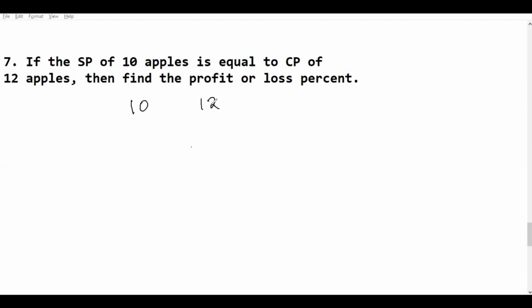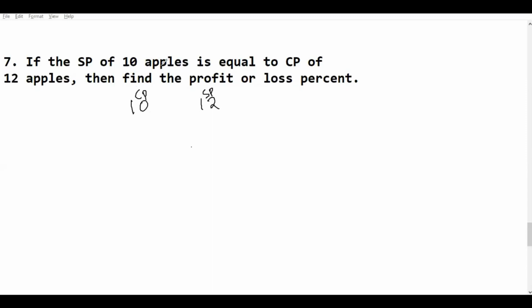When you are in profit, your selling price is more. So this will become your SP. Your cost price is less. This will become your CP. Simple. If you want to calculate profit or loss, always calculate only on cost price.